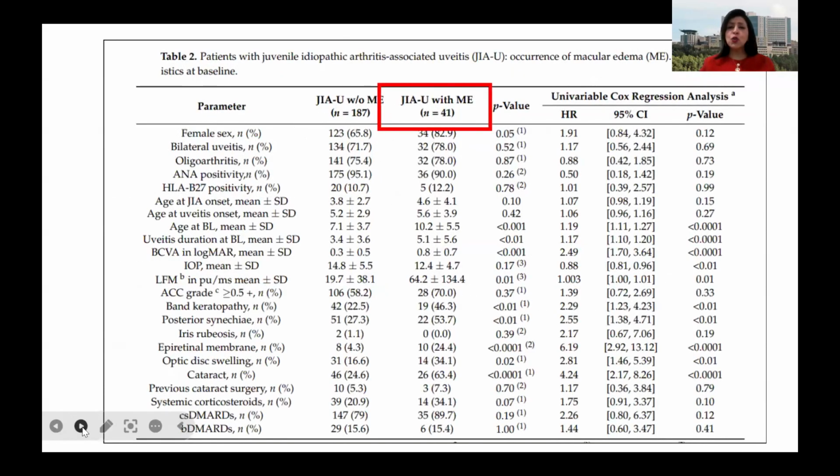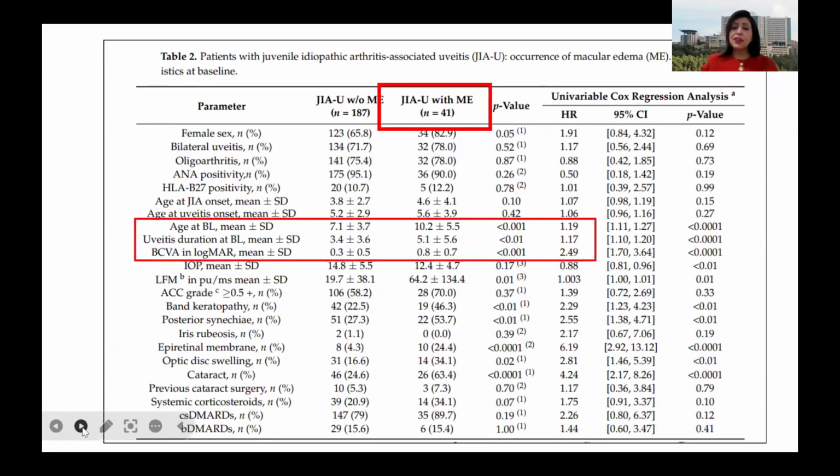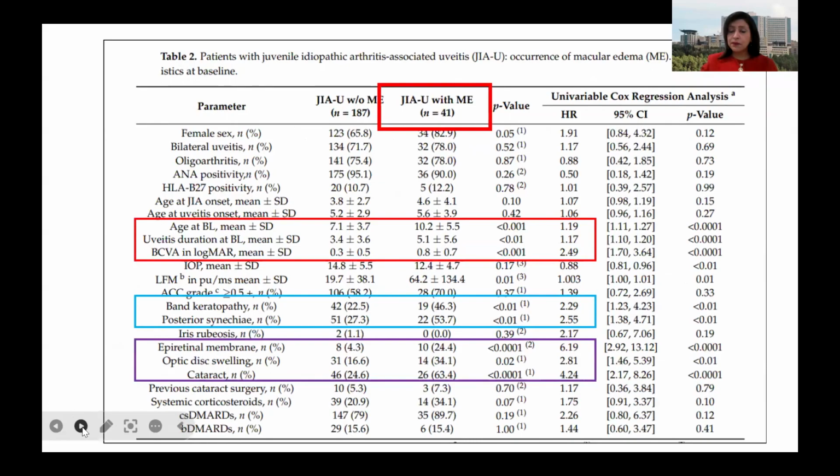And these patients who had macular edema were older, had a longer duration of uveitis, and had worse best-corrected visual acuity. And very similar to our patient, they had additional ocular complications: band keratopathy, posterior synechiae, epiretinal membrane, optic disc swelling, and cataract.